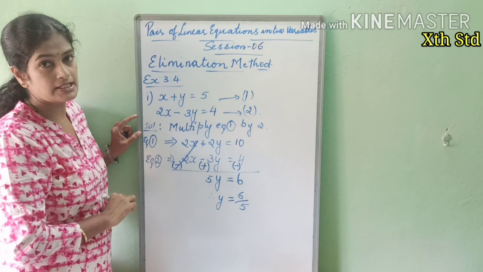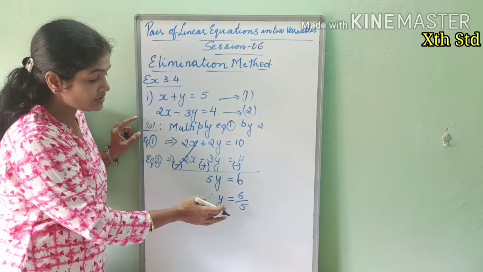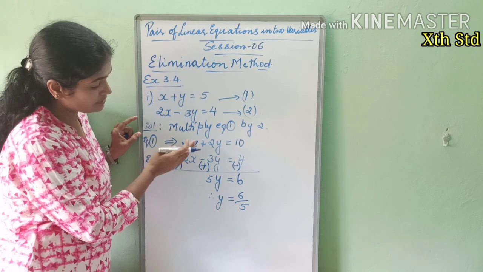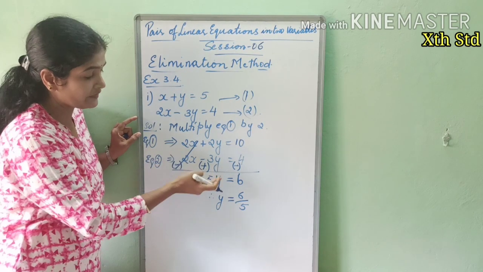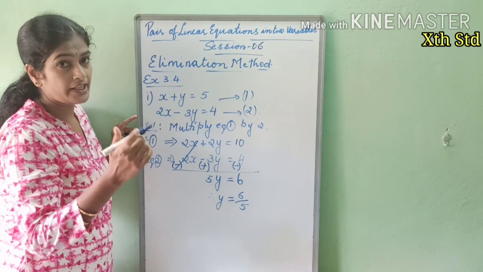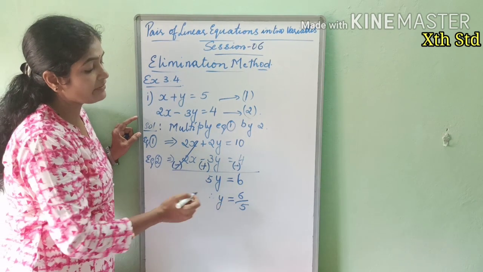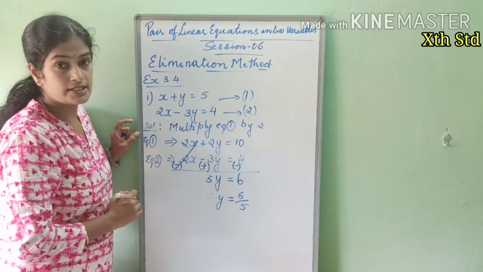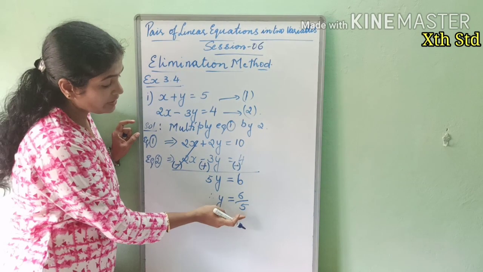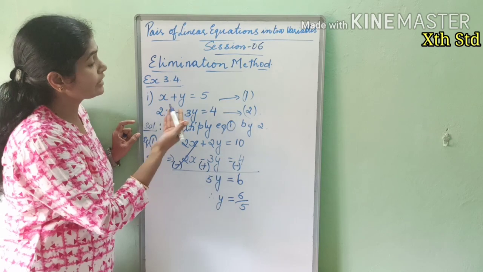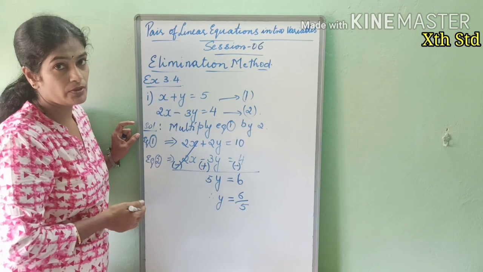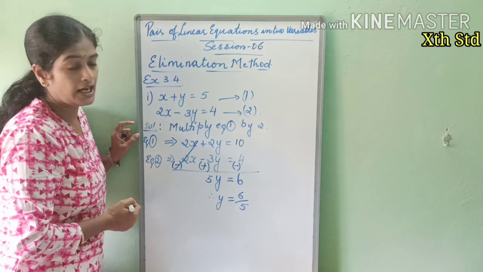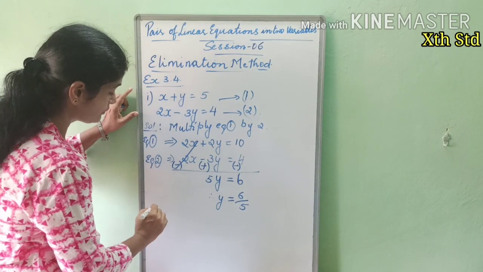The value of y is 6 by 5. We have eliminated x, then the equation reduces to an equation in one variable, and easily we got the value of that variable. So once we have got this variable value, you can substitute it in any one of the equations and get the value of the other variable. Therefore, what will we do?